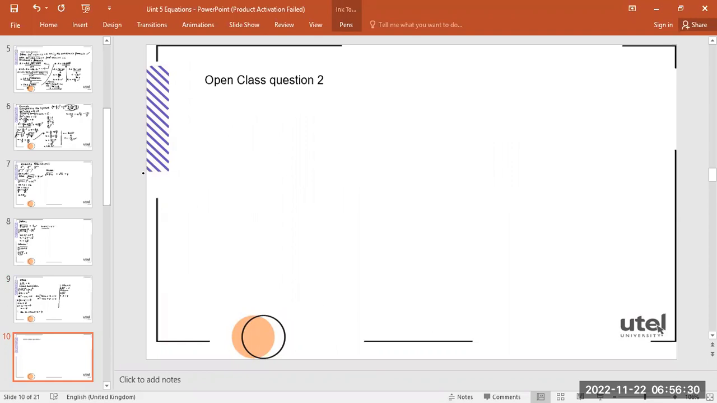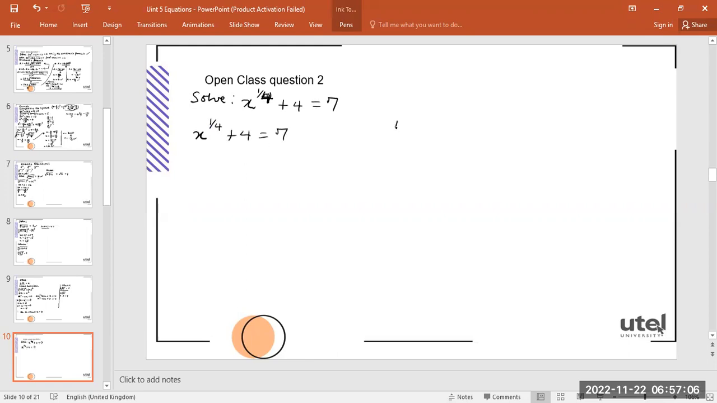The second open class question says, solve the equation... equals 7. Let me rewrite it here. X raised to the power of 1 over 4 plus 4 equals 7.